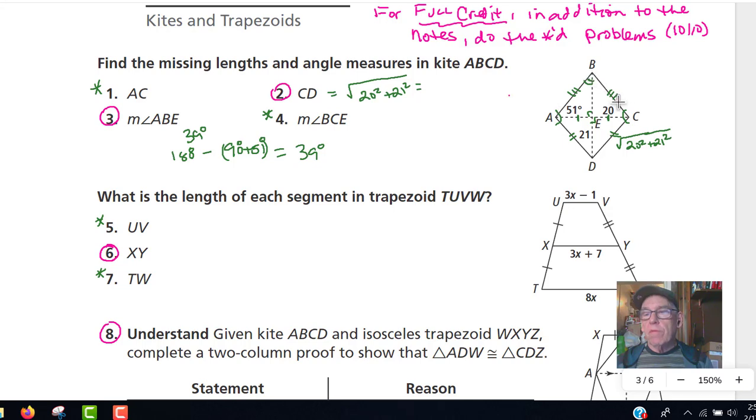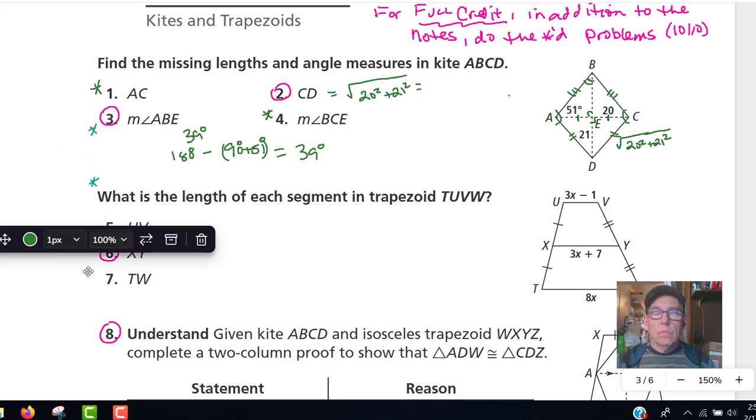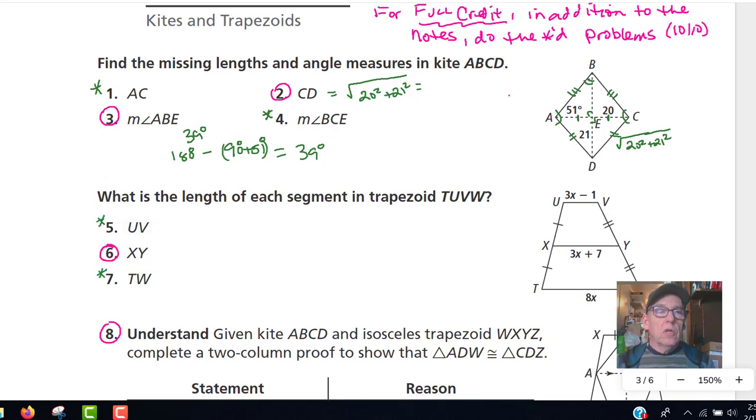Okay, BCE, you want to find that one. Similar type steps. Oops.